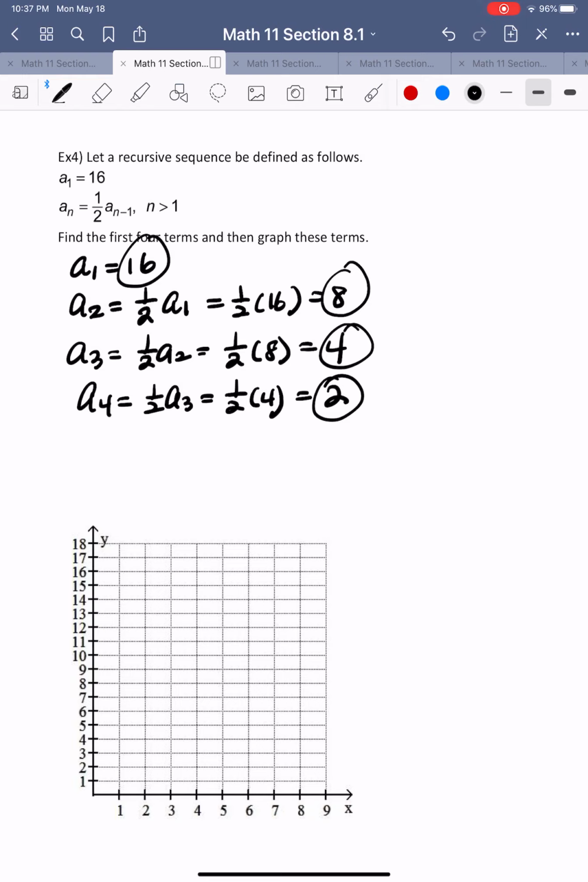So, x equal to 1 is 16. So about here. And a sub 2 is 8.